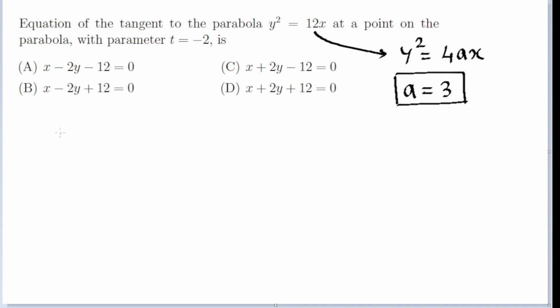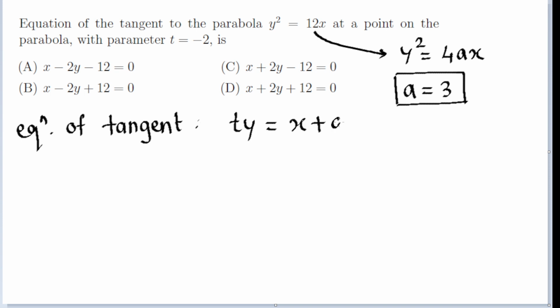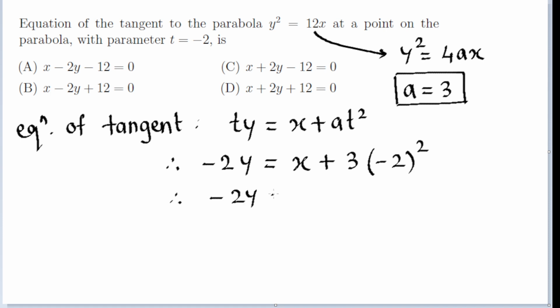So we got a. Additionally, equation of tangent in parametric form, that is if we know the parameter t, is given by ty equal to x plus at square for the standard parabola y square equal to 4ax, right? So now what we'll do is we'll just substitute all the values. Since t is given to be minus 2, so we have minus 2y equal to x plus a is 3 and t is minus 2 the whole square. So therefore we'll get minus 2y equal to x plus 12.